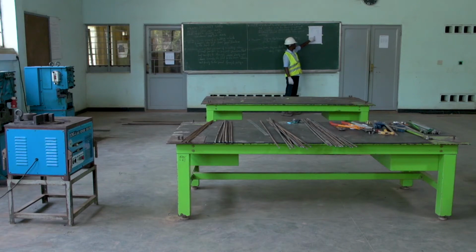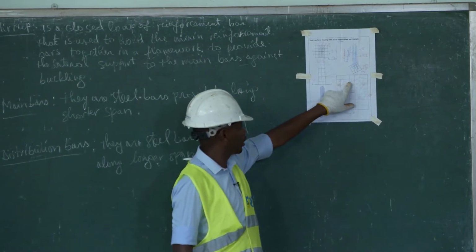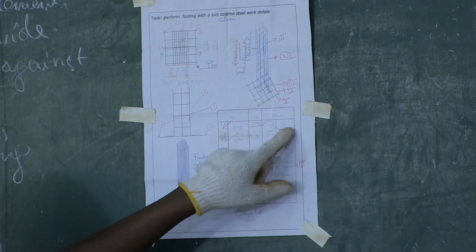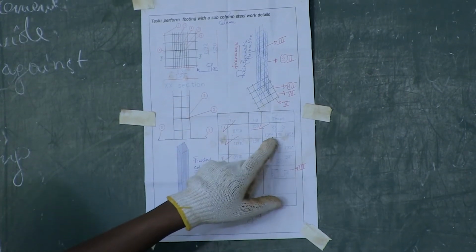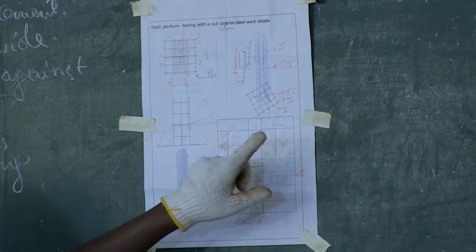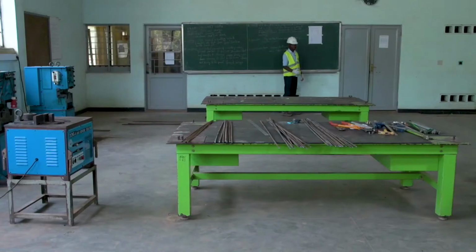Number one is the distribution bar. The shape is this one. The length is 1/5. We have this shape, and we are going to bend in this shape. We have 15 bend for both sides and 120 for the length of our footing. Let us start for bending.